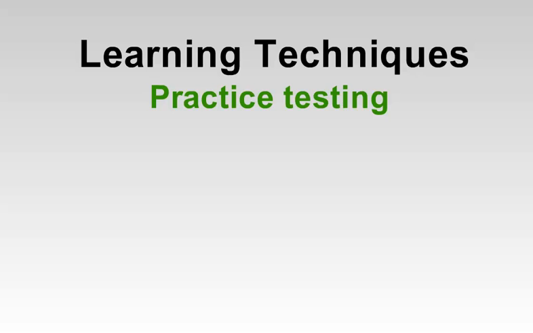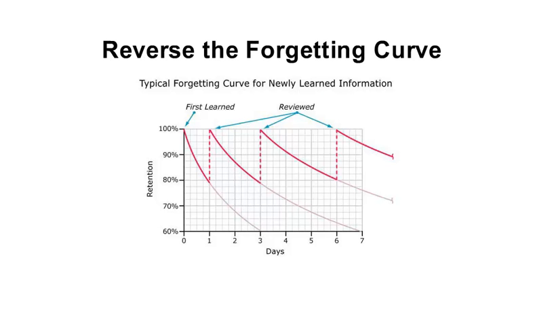If we reviewed it by testing ourselves, they found that was dramatically better than any of the other methods. In fact, there was 50% more retention. So we can reverse the forgetting curve by reviewing the material at different times. And the best method for doing it is testing ourselves or quizzing ourselves. So we can reverse the forgetting curve by using recall or review.